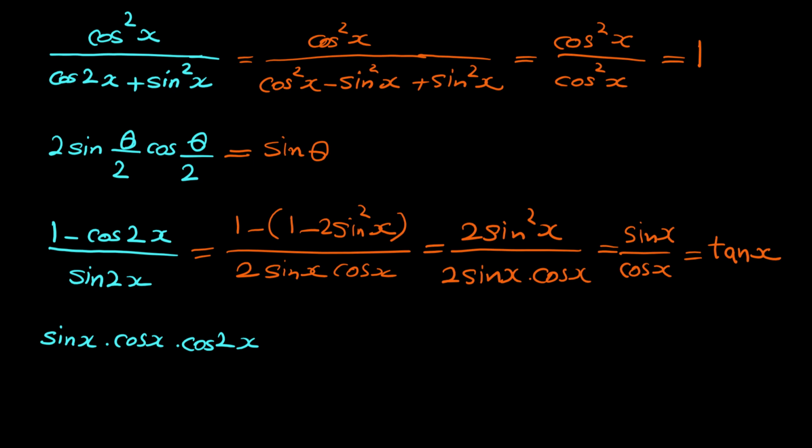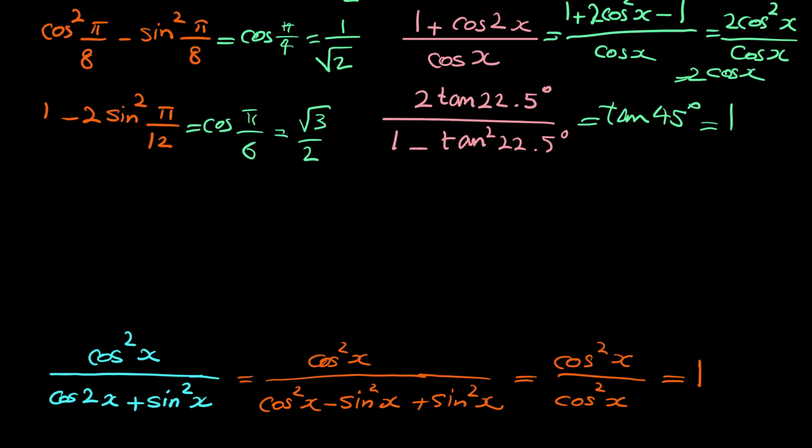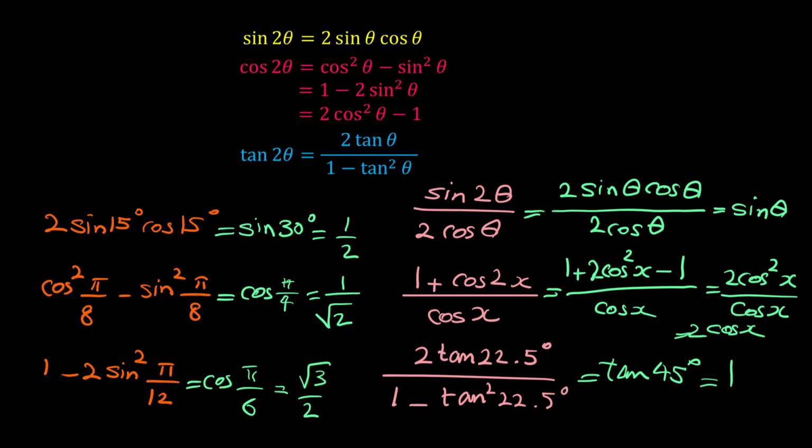So again, please pay attention, we have sine x times cosine x. Let me again tell you something about this identity that we have for sine of 2 theta. Sine of 2 theta is equal to 2 sine theta cosine theta. Please pay attention to this part. Sine theta cosine theta. Whenever we have these two multiplied by each other and the 2 here, all of this is equal to sine of 2 theta.